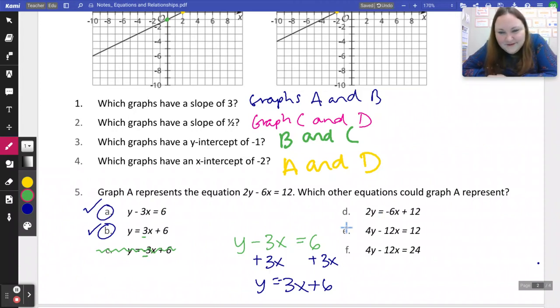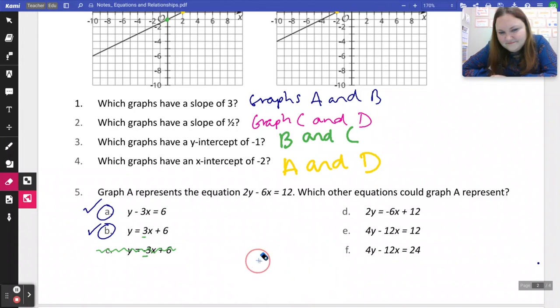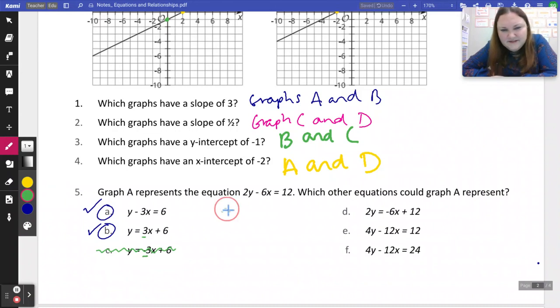Coming over here to equation D, what do we think about that one? Would that be the same as our other ones here? If you didn't do this earlier, go ahead and pause and see if you can figure that one out. As I'm looking at this one, I notice it looks similar to this one, so I might start there and see, can I change this equation to look like this?